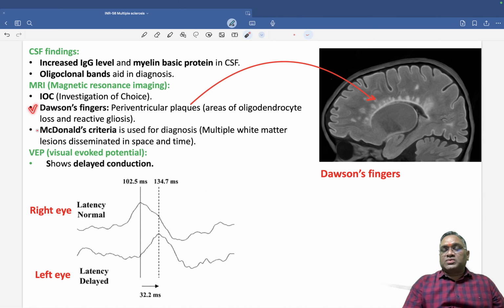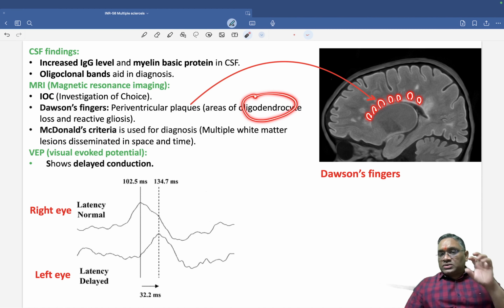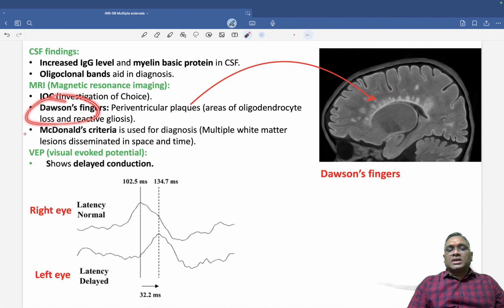And what are the two things which we are going to use by MRI? Dawson fingers we are going to identify, and second thing, we are going to use the McDonald's criteria for diagnosis of multiple sclerosis. So Dawson fingers are periventricular plaques. You can see these are the Dawson fingers, and these plaques are formed because of damage of oligodendrocyte, right? Oligodendrocyte has been damaged, and reactive gliosis is going to show you these plaques, which we are seeing, and we are calling this Dawson fingers, which is a very specific sign for multiple sclerosis.